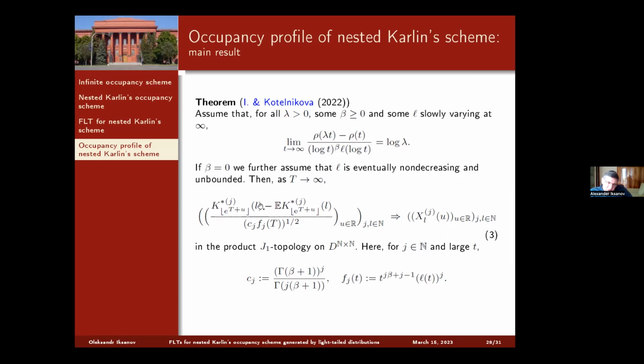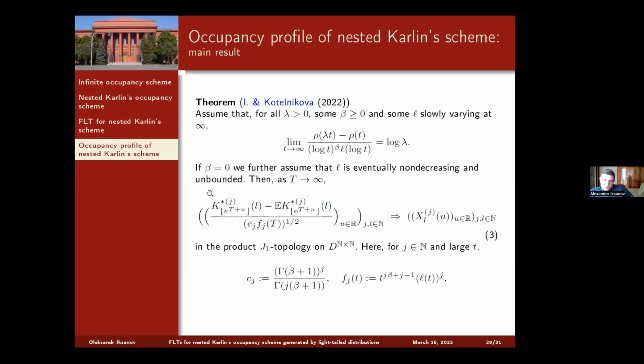So let me explain what this is. This random variable is the number of jth generation boxes which contain exactly l balls, provided that e to the power t capital plus u balls have been thrown. And the claim is that the matrix valued process on the left-hand side converges weakly to some matrix valued process.